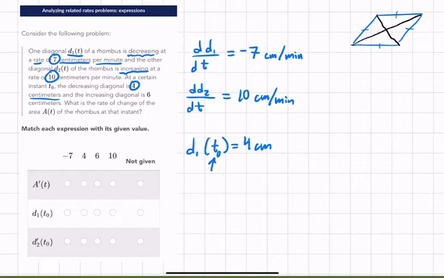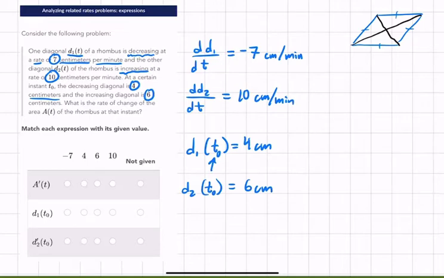And then it says the increasing diagonal, that's d sub 2, is 6 centimeters at this point in time as well. So let's plug in t naught into that function, which is 6. Now notice that I called this guy and this guy functions because they are. These are functions of t. Okay, what is the rate of change?